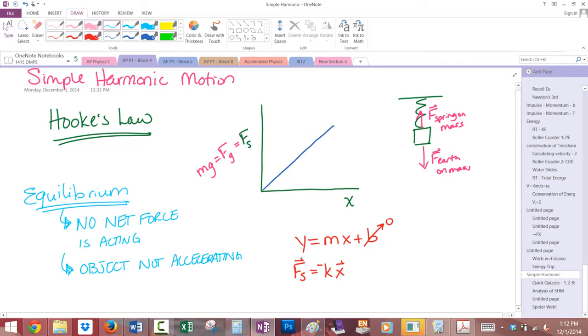Now, what was the whole point of that? Oh, right. If I have this pulled down a little further, the further down I pull, the harder it's going to pull up, right? What if I let it go? Is it going to just go back to equilibrium and sit there? It's going to go past equilibrium. If equilibrium is right here and I pull this down, it's not just going to stop there. It's going to bounce up and down and up and down.